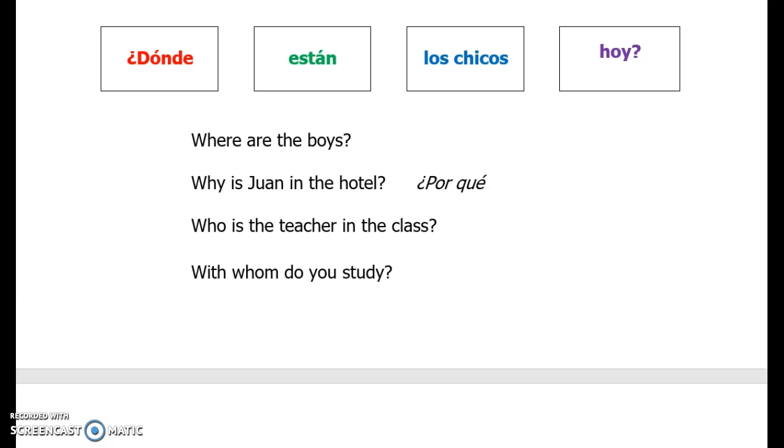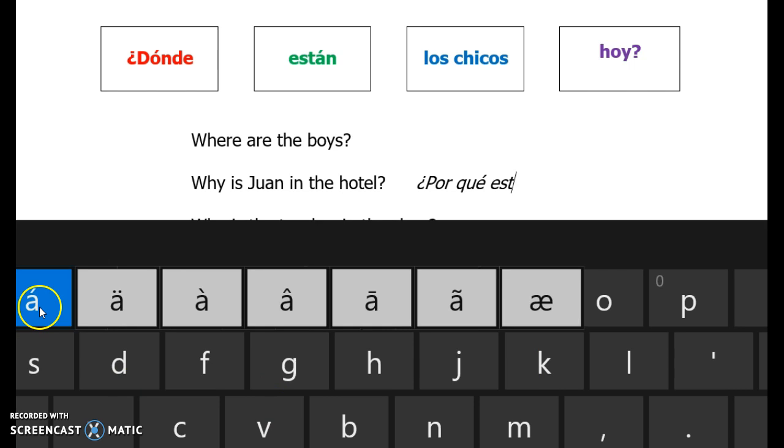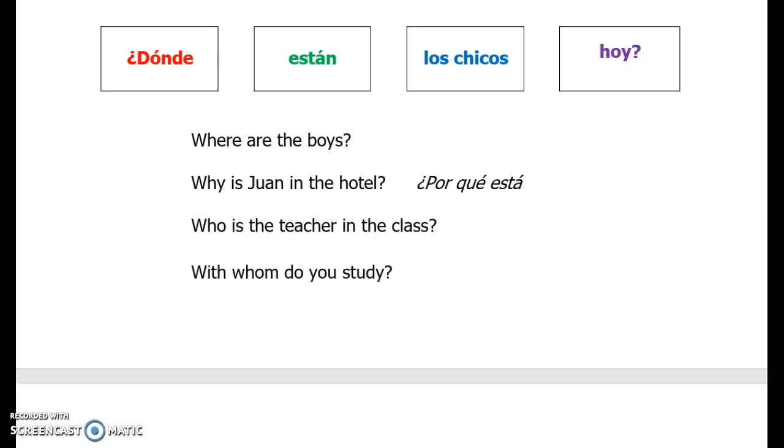Is Juan. That's what we need. It's the right order, which is a good start. Está. Let's pull up my A accent mark. Okay. ¿Por qué está Juan en el hotel? There it is.